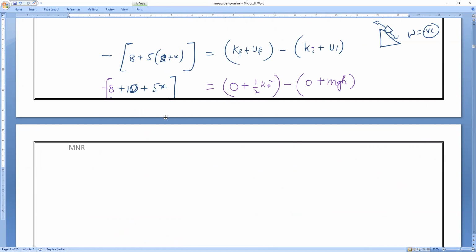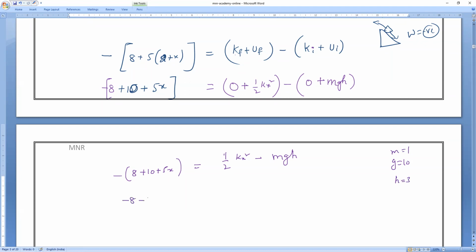Now, if you solve this one, you will get it. So minus of 8 plus 10 plus 5x is equal to, this 0 will get cancelled, half kx square, and this minus into plus, minus mgh. What is the value of h? Let me take 3. We all know that g value is 10, m value is 1, and h value is 3. So it becomes minus 18 minus 5x equal to half kx square minus 1 into 10 into 3. Am I right, guys, everybody? So it turns into half kx square minus 30, which is equal to minus 18 minus 5x.